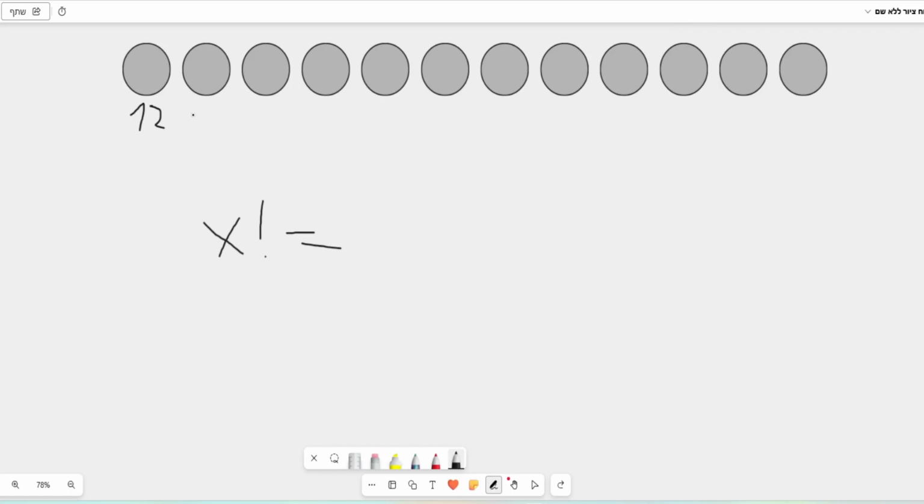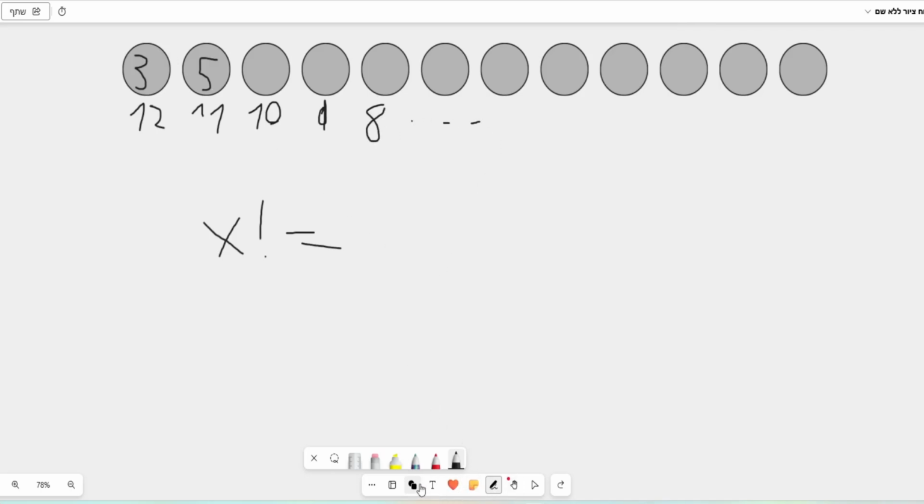For the next one, I have only 11 options, right? Because let's say I already put here a 3. Here I have all the numbers from 1 to 12, but I cannot put here a 3. So I have only 11 options. Now let's say I put here a 5. Now I have two cards already taken. I'm left with 10 cards to put here. So this has 10 options, and so on. And this has 9 and 8, and so on.